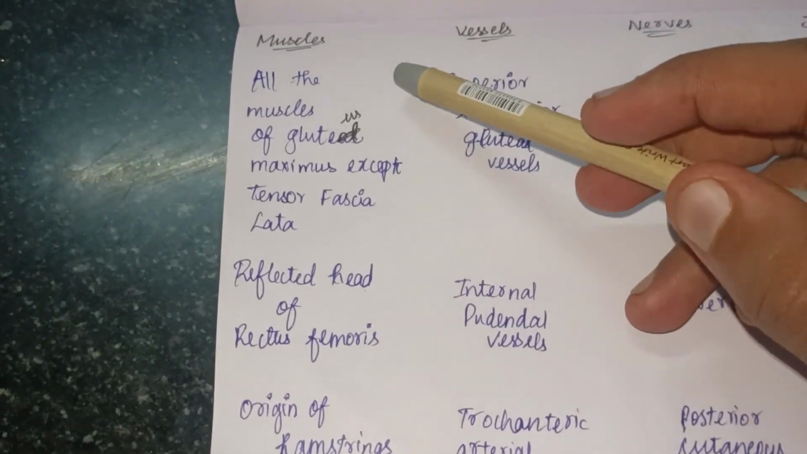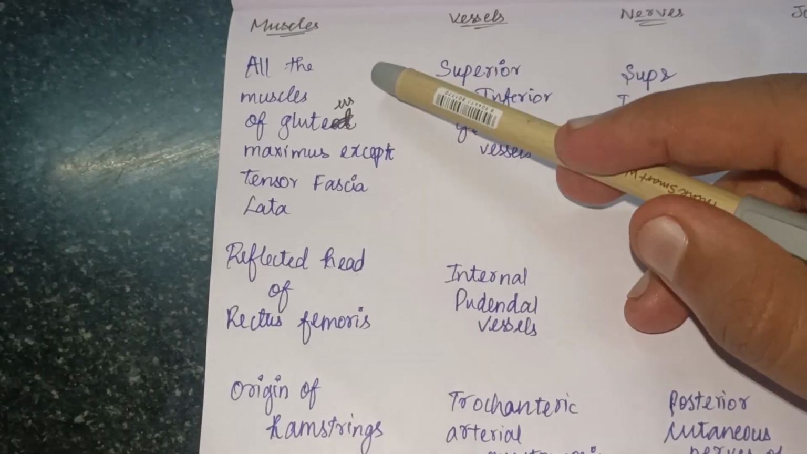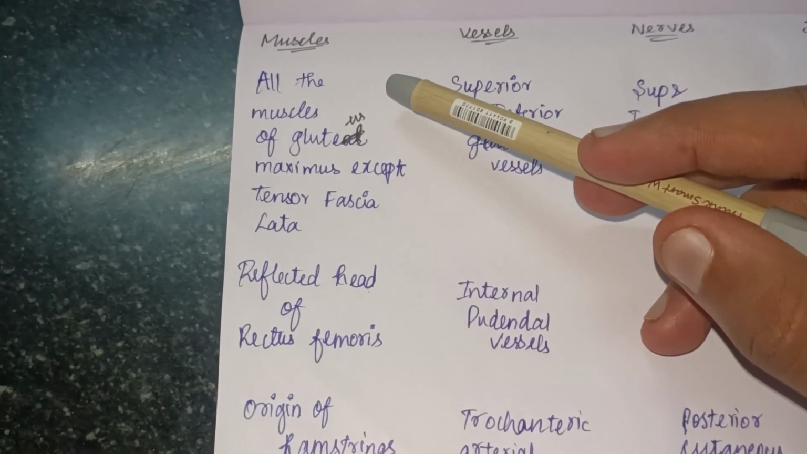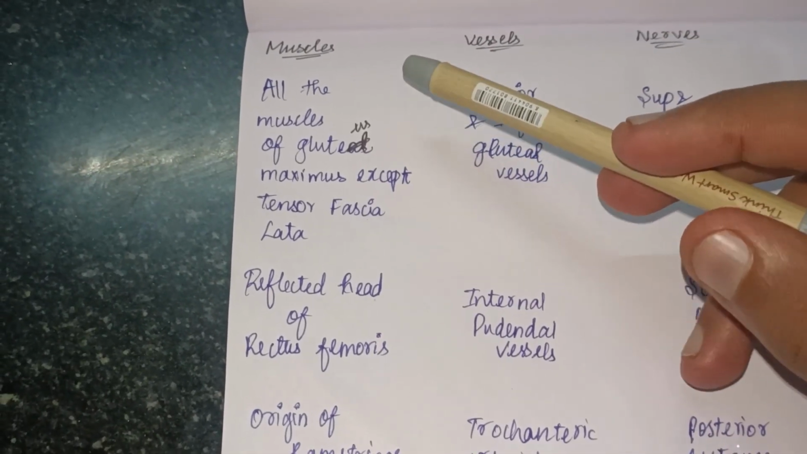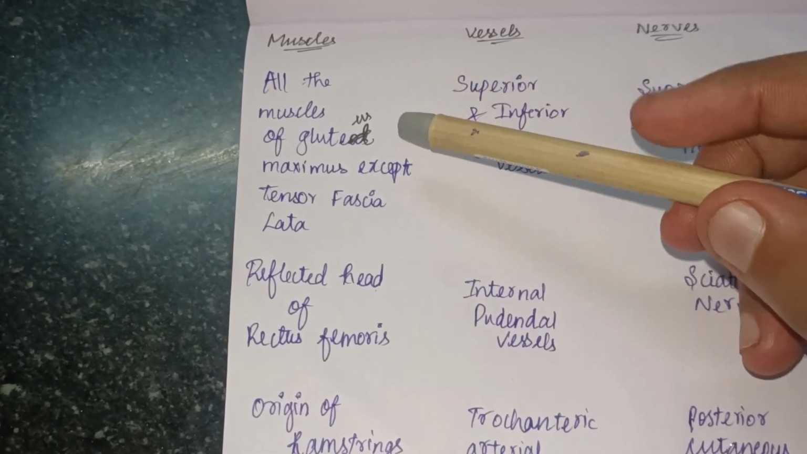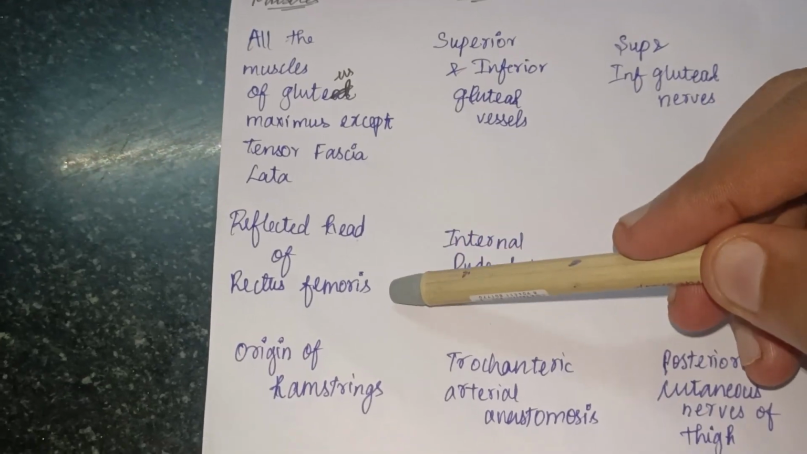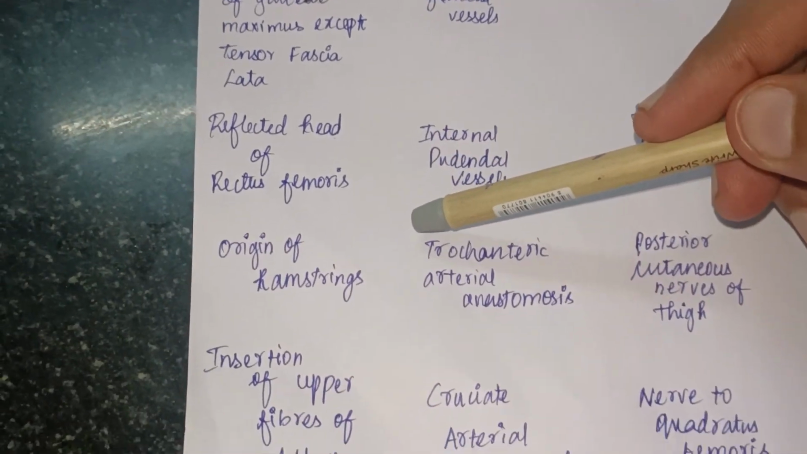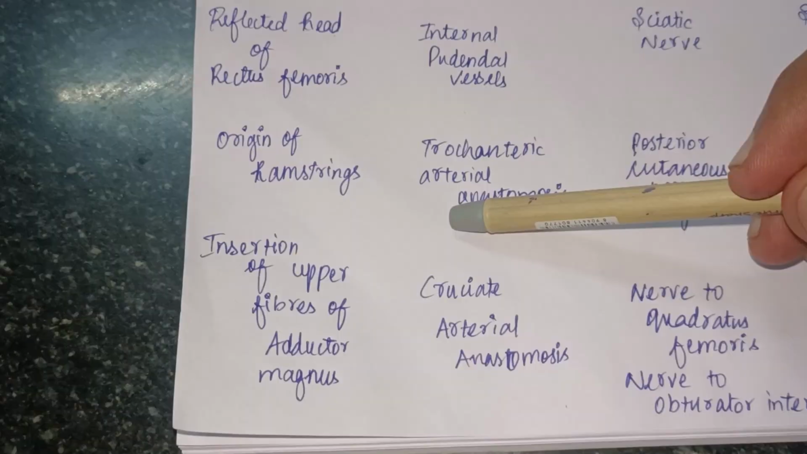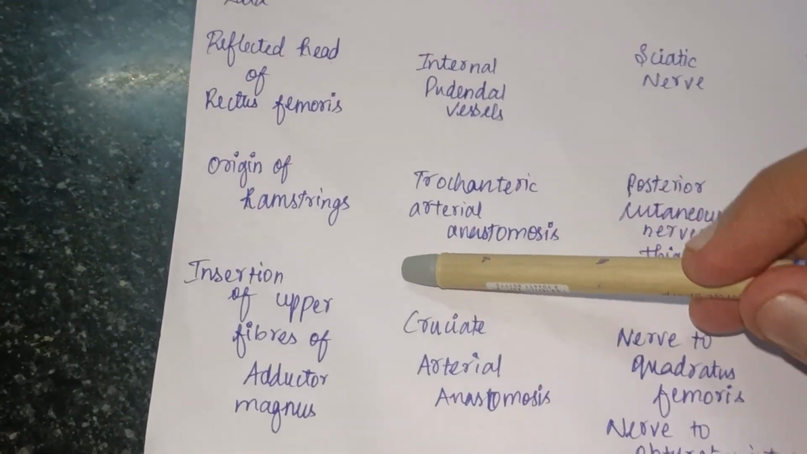Okay, once again, the structures which are under the cover of the gluteus maximus are all the muscles of the gluteus maximus except tensor fasciae lata, and reflected head of rectus femoris, and origin of hamstrings, and insertion of the upper fibers of the adductor magnus. So 4 muscles.